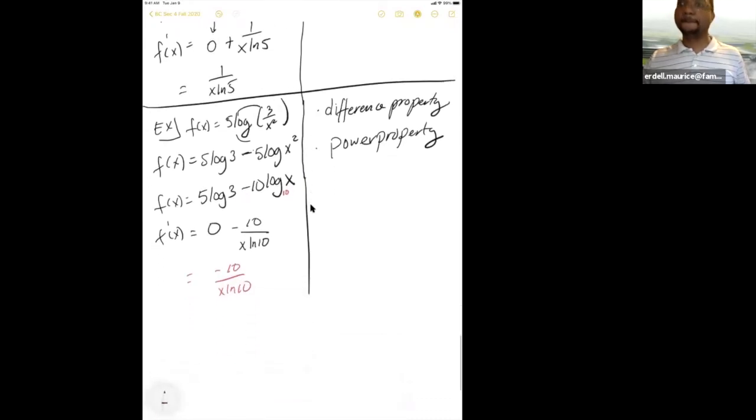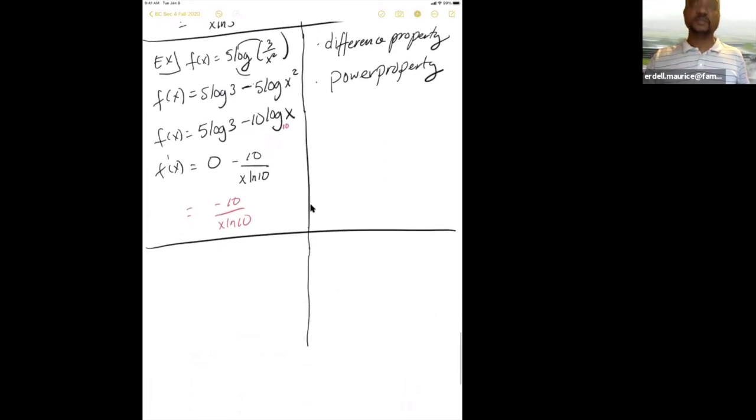Questions there? Don't forget, if there is no base, then the base is 10.